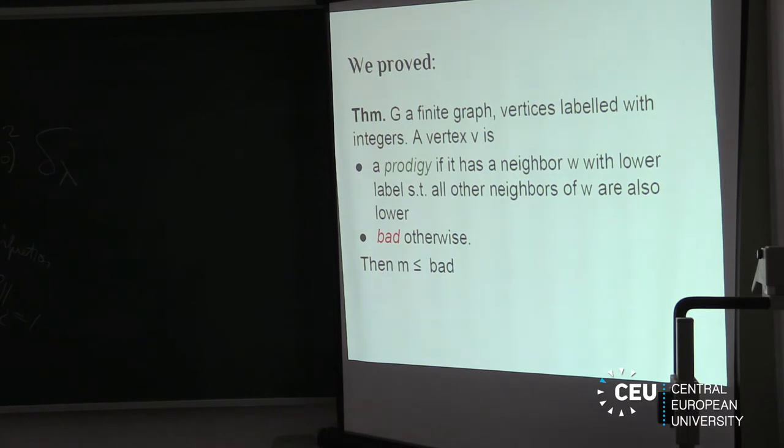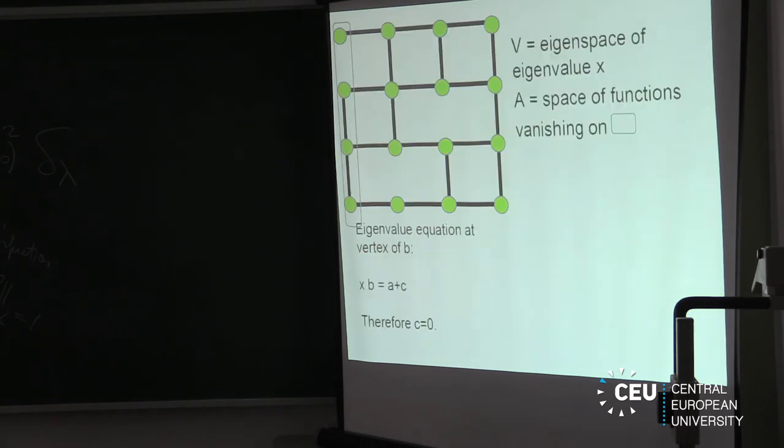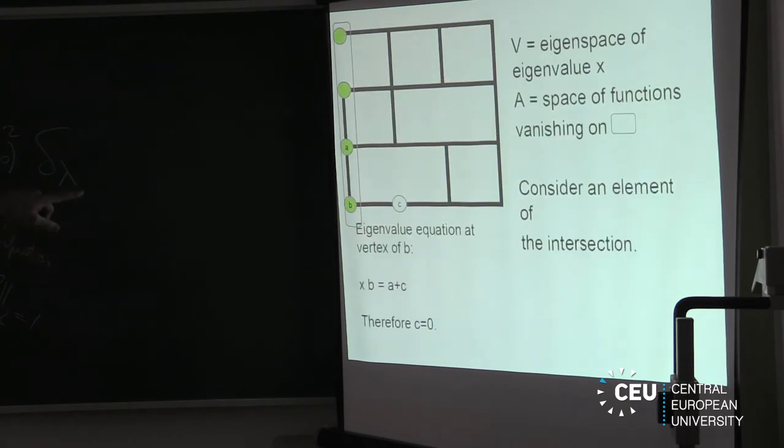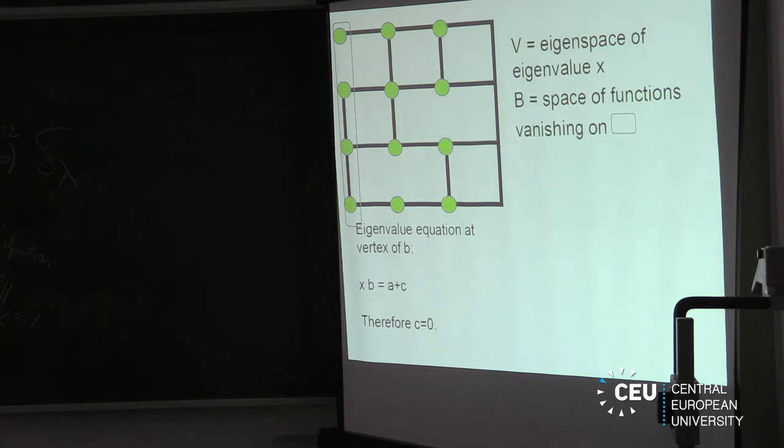It's basically this proof that I gave you. It proves something if you generalize it or just say it in more abstract terms, it tells you the following. So let's say G is a finite graph and you label its vertices with the integers. And then you can call a vertex a prodigy if you're able to zero it out, just like we zeroed out this vertex, remember, over here. So this vertex C, we managed to zero out, that's going to be a prodigy.